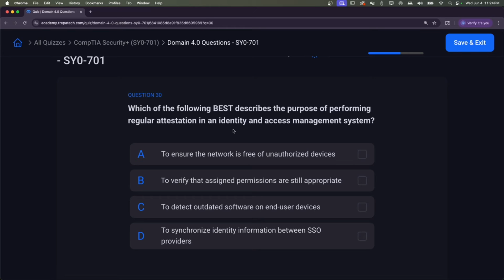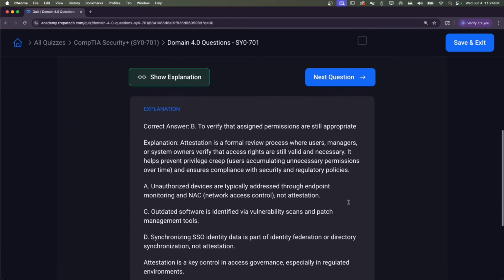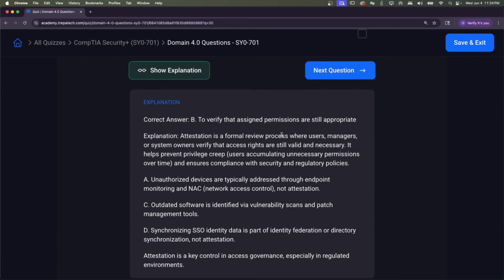Anyways, question 30. Which of the following best describes the purpose of performing regular attestation in an identity and access management system? So we're saying in our IAM system, whatever that may be, if it's Active Directory, if it's in the cloud using Azure Entra ID, how do we do attestation? Or not how do we do it, what's the purpose? Why, right? Why do we do attestation? Which pretty much means how are we verifying integrity? How are we making sure that the integrity is good, that nothing has been assigned to this user account, these service accounts that they shouldn't have. So it's going to be B, to verify that assigned permissions are still appropriate. We don't want permission creep, right? And that's what our attestation is. It's a formal review process.